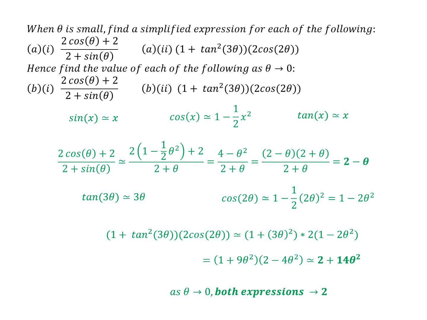And in terms of what they both tend to, as theta tends to 0, well, if you look at the first expression, 2 minus theta, as theta tends to 0, that will get closer and closer to 2. And this also gets closer and closer to 2 as theta gets closer and closer to 0. So there we are, all based on theta being in radians.